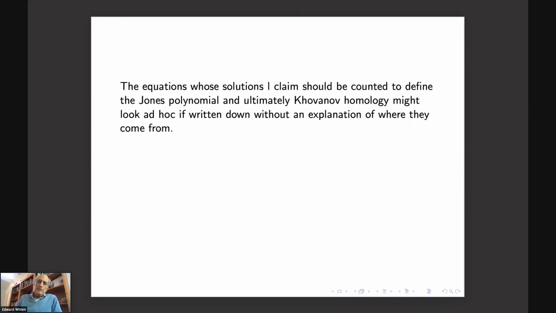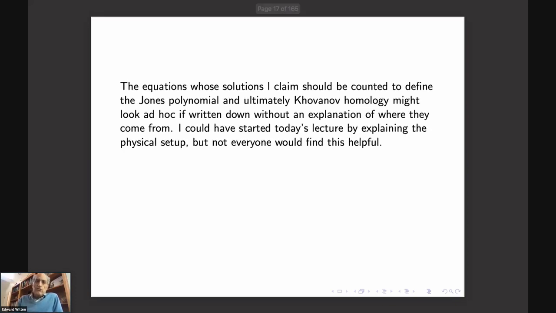Now, the equations whose solutions I claim we should count to define the Jones polynomial and eventually Khovanov homology might look ad hoc if written down with no explanation of where they come from. And one approach, which actually has been my approach in various lectures, is to explain the physical setup and try to deduce from there what we should do. And I could have considered doing that today. Not everyone would find it helpful, although I'm sure some of you in this audience would.